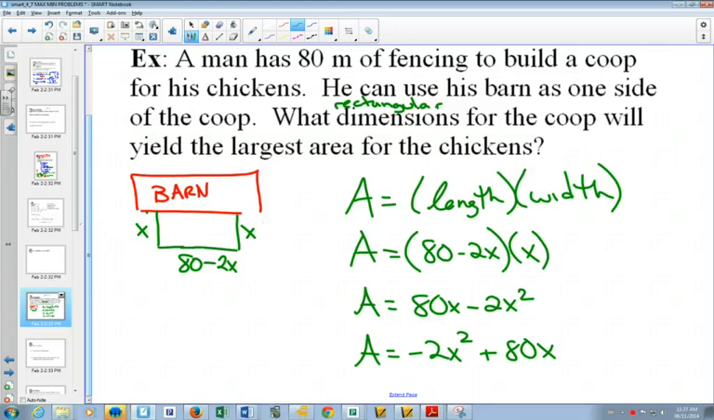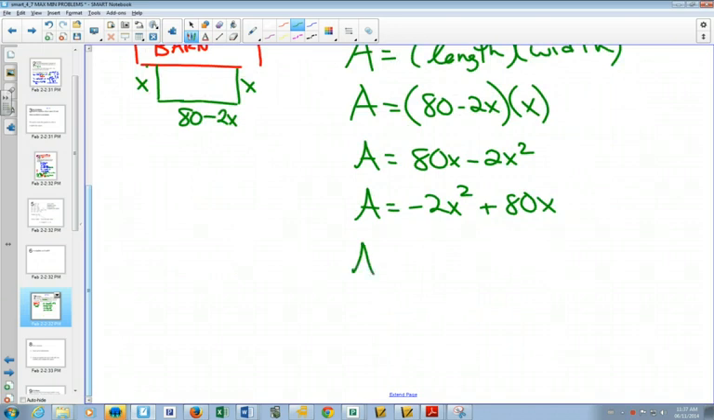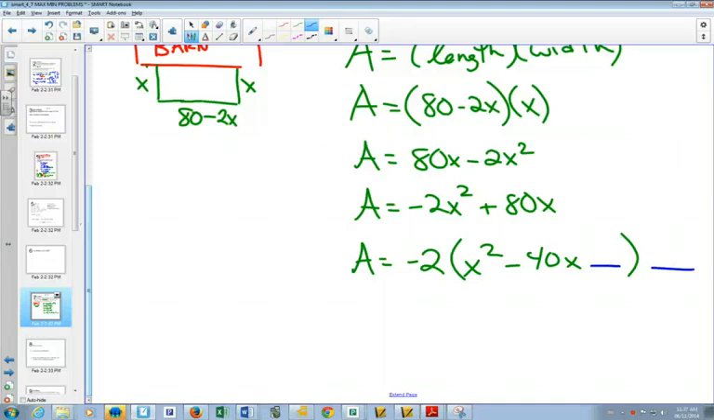That's step one. Once you've got that equation, now we need to find the vertex. So how do we find the vertex? We do that by completing the square. Factor out the -2. Leave a space. Notice there was nothing there, so it'll just be a space on the other side of the brackets.